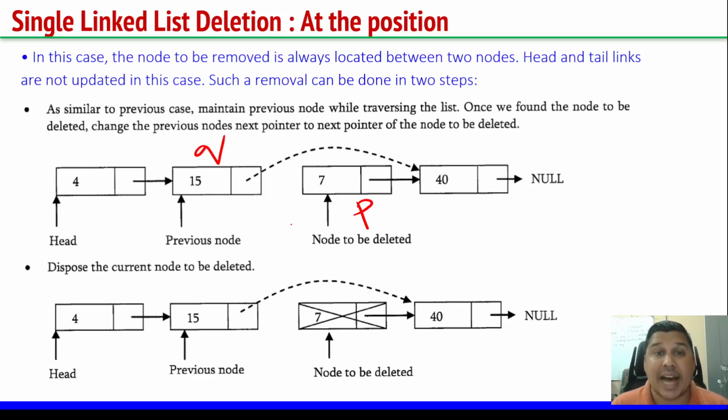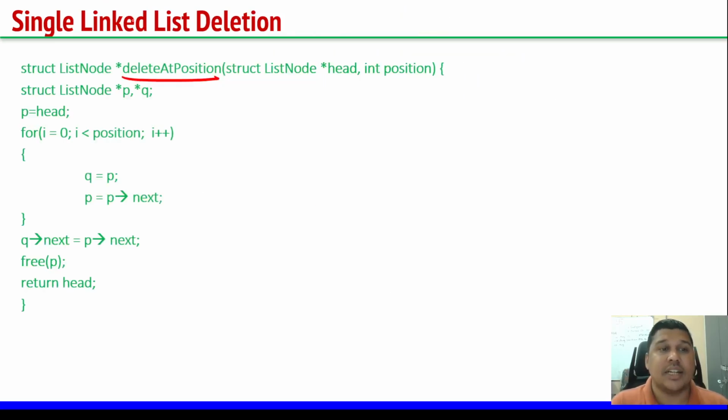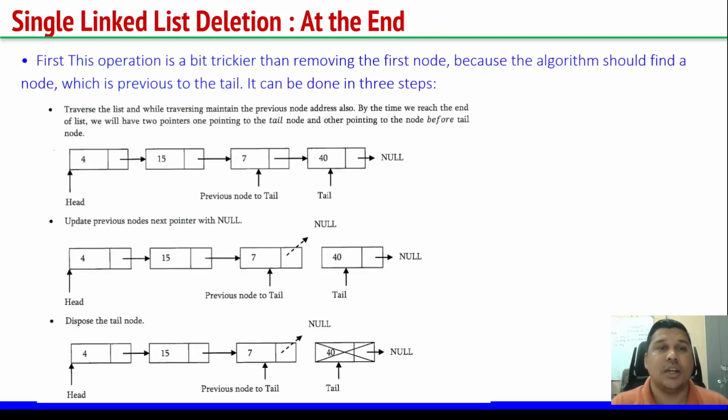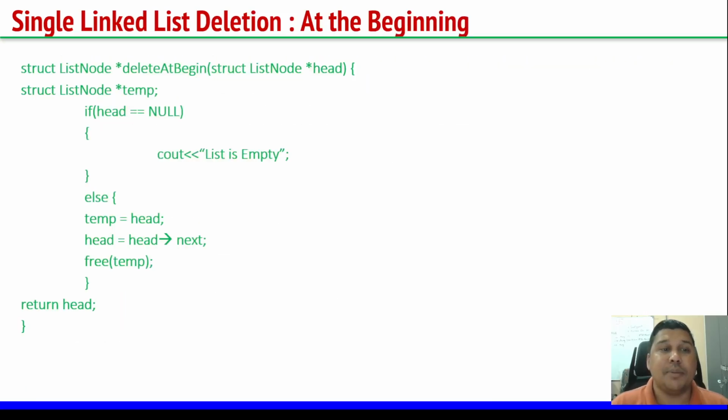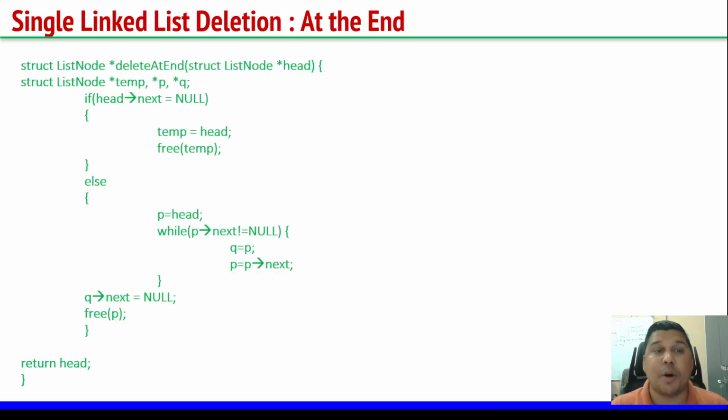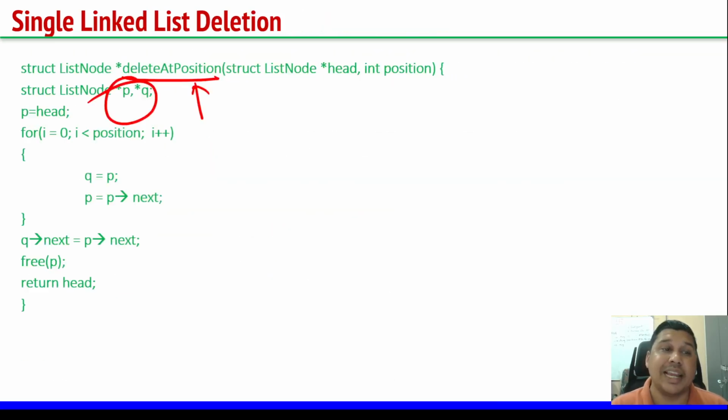So sometimes they ask these kinds of questions in interviews, how many extra pointers are required to perform this operation. So in this case, deleting at any position, I need 2 pointers P and Q. In other cases, deleting at the end also I need 3 pointers. That way they may ask you. See, in deleting at the beginning I don't need any extra pointer, only 1 pointer, or 1 temporary variable, is sufficient. So these are very popularly asked questions from linked list.